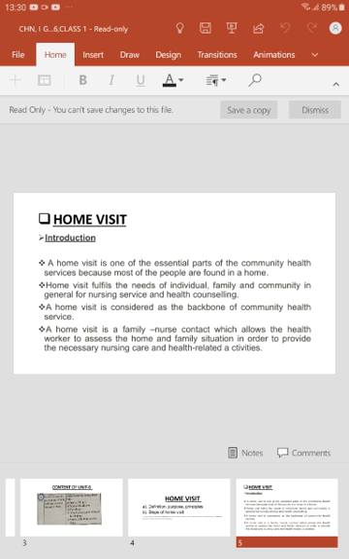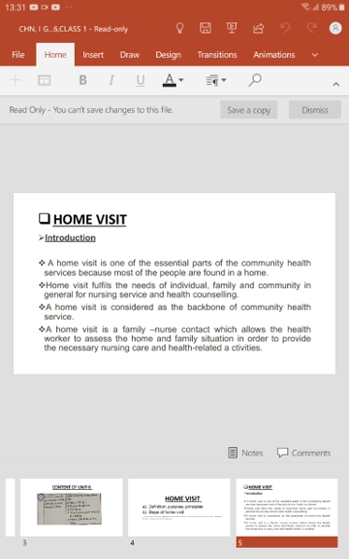Third, a home visit is considered the backbone of community health services. As I have told, once you go inside the community, it is from the home visit itself that you can understand or identify the needs of the people, their environmental status and history of health. Everything we can understand once a nurse visits the home. That's why we call home visit the backbone of community health services.